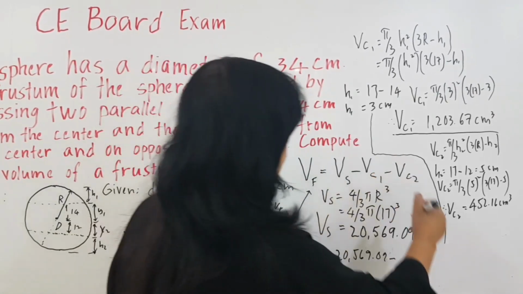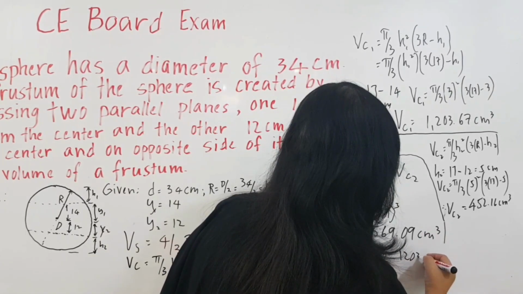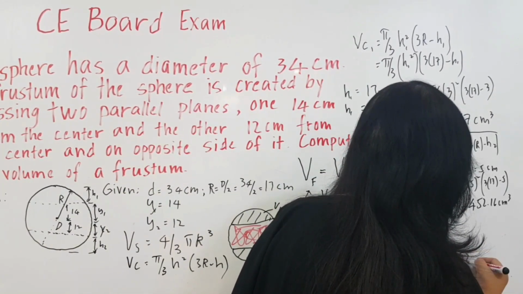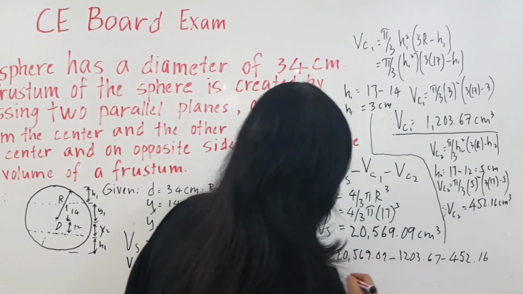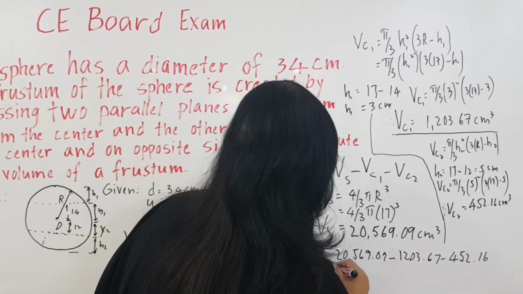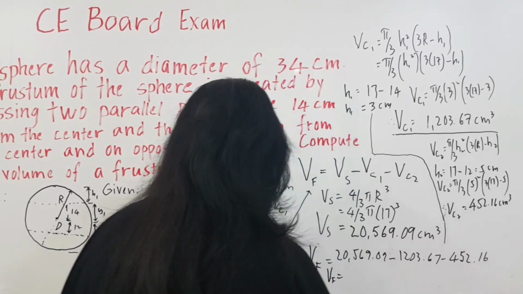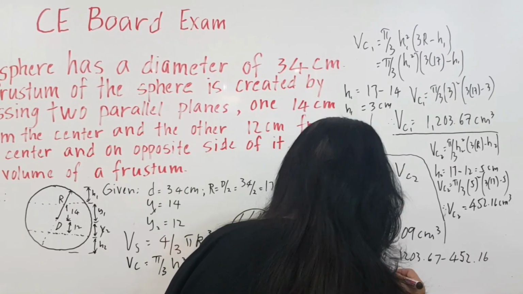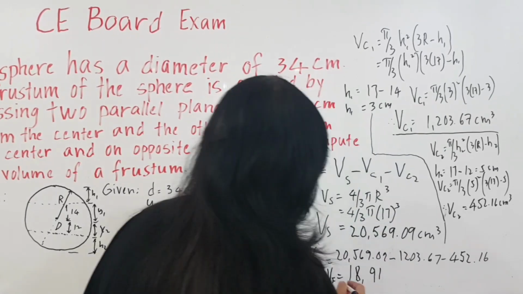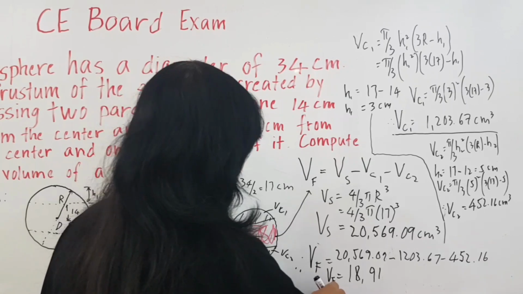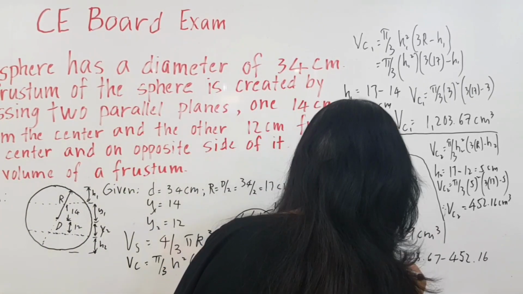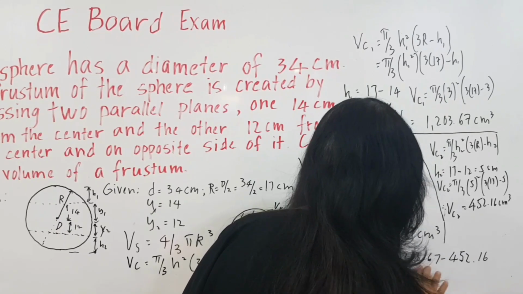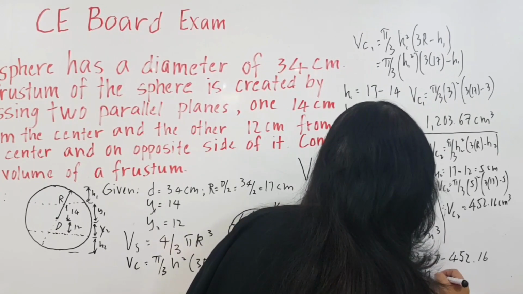minus VC1, which is equal to 1,203.67, minus VC2, which is equal to 452.16. Therefore, the volume of the frustum of a sphere is equal to 18,913.26 cubic centimeter.